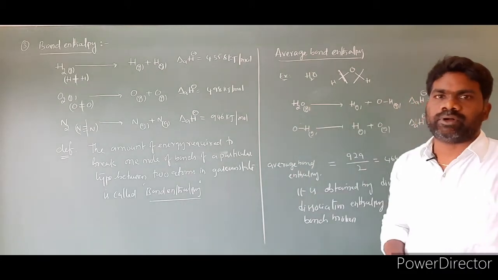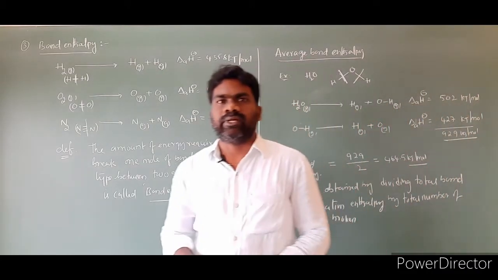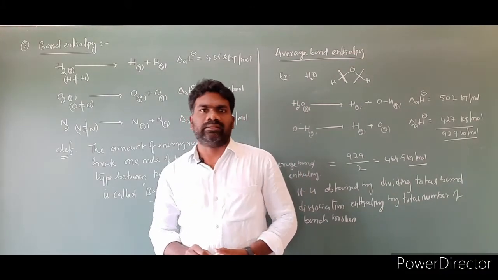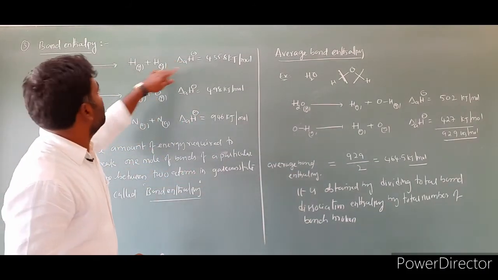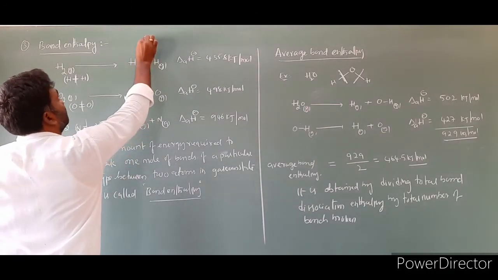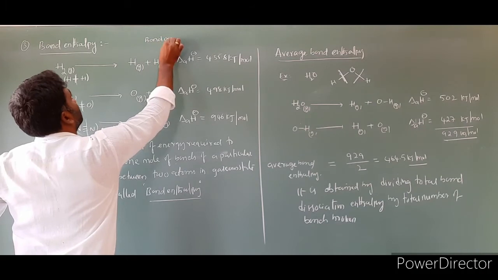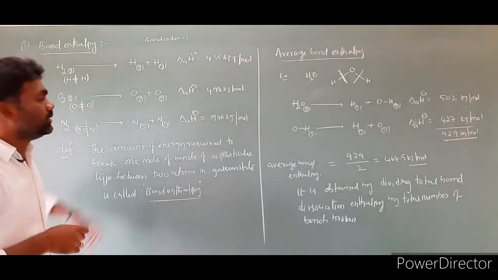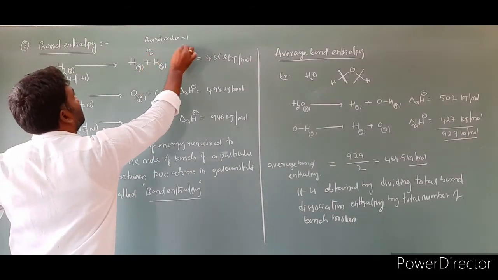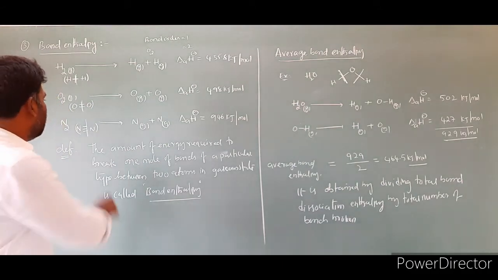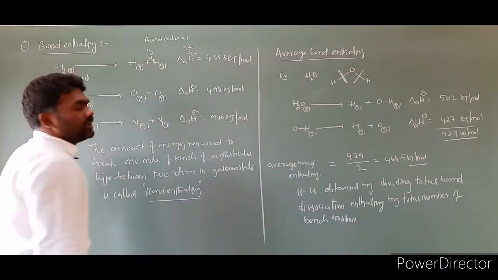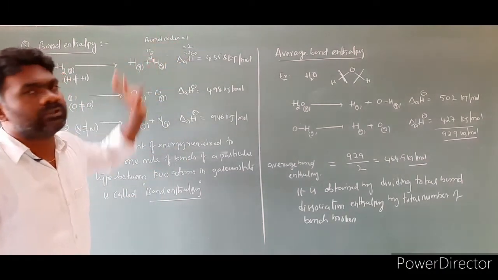Another important point is we have to find the relationship between bond length, bond order and bond enthalpy. Now look here. Bond order in the H2 molecule, what is the bond order we have? Bond order is equal to 1. In the O2 molecule, bond order is equal to 2. And in the N2 molecule, bond order is equal to 3. So bond order is 1, 2, 3.